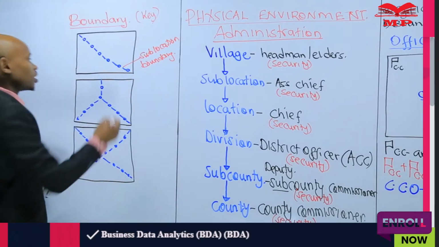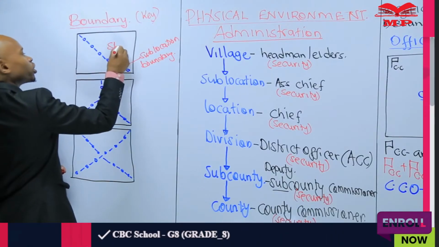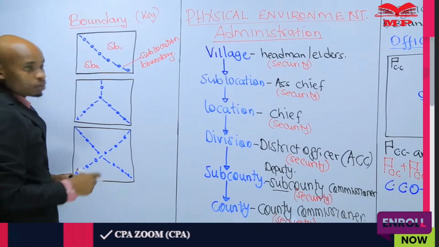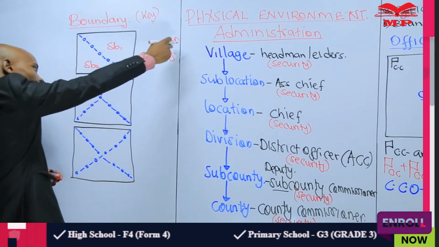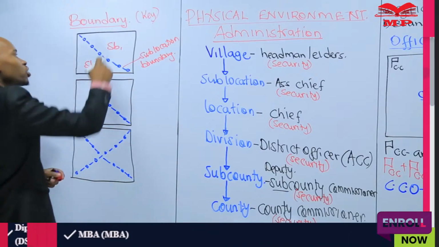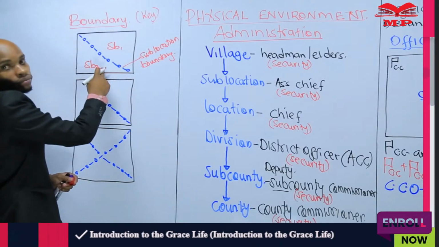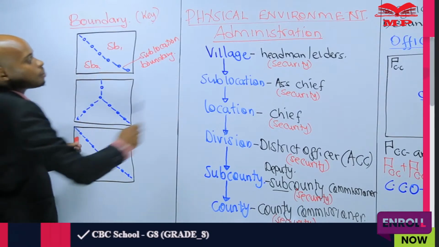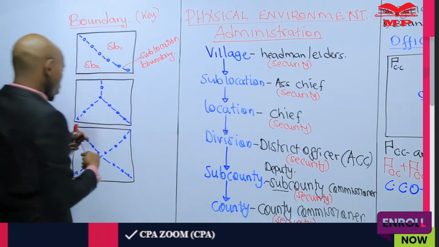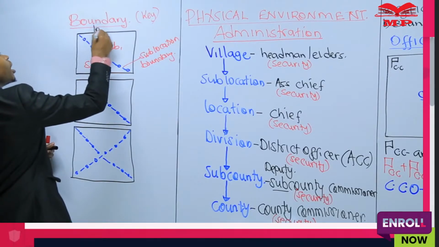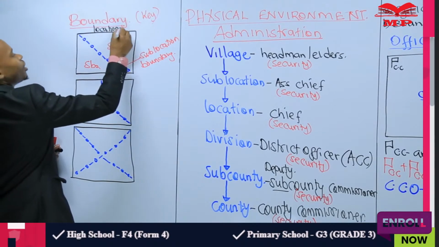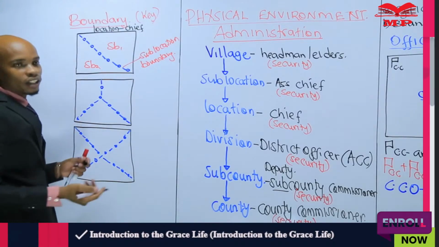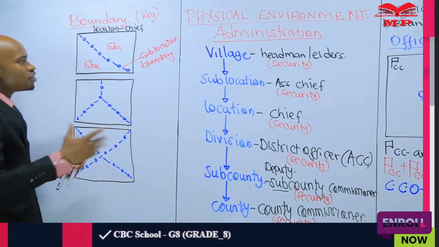What's the meaning of that? That means that this is sublocation 1, this is sublocation 2, because the boundary is dividing the location, it is a sublocation boundary. So this is a sublocation, this is another sublocation. And if this is a sublocation and this one is a sublocation, then sublocation plus sublocation, we have a location. So the area is a location, and a location is headed by a chief. Using boundary is very, very simple.